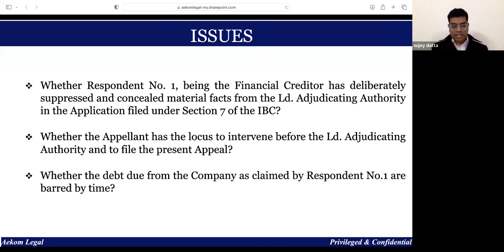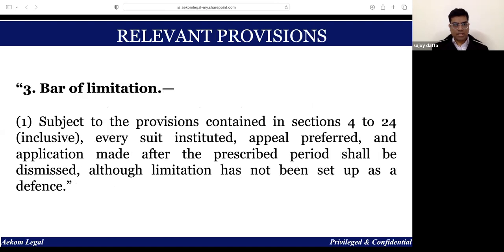The second issue was whether the appellant has the locus to intervene before the learned NCLT and file the present appeal. Because it is neither a financial creditor nor is it the corporate debtor, does a third party have any right to challenge the maintainability of a Section 7 petition? And finally, of course, whether the debts due were barred by time. If they were barred by time, then naturally the petition must fail. We'll skip over the relevant provisions. These are ones that we are all aware of.